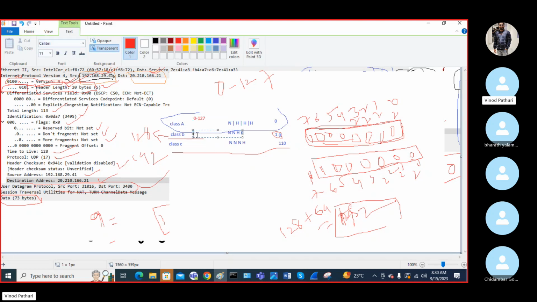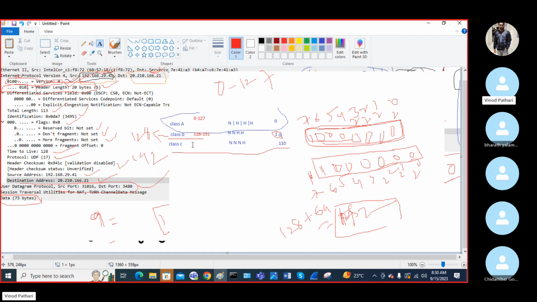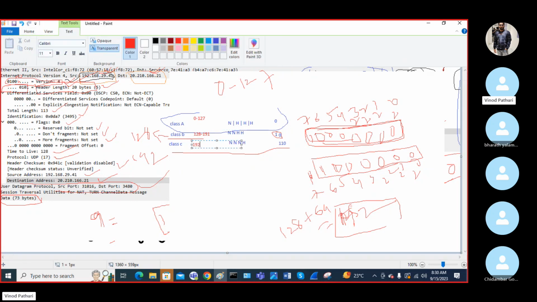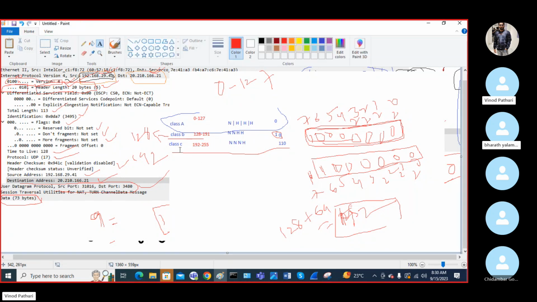And the class B range is 128 to, what is the class C value? 192, right? So before that, 191. That is the class B range. And class C is 192 to, what is our limit? What is the value of 2 power 8? 256, right? That means we can go up to 255, 0 to 255. So that is the class C range.